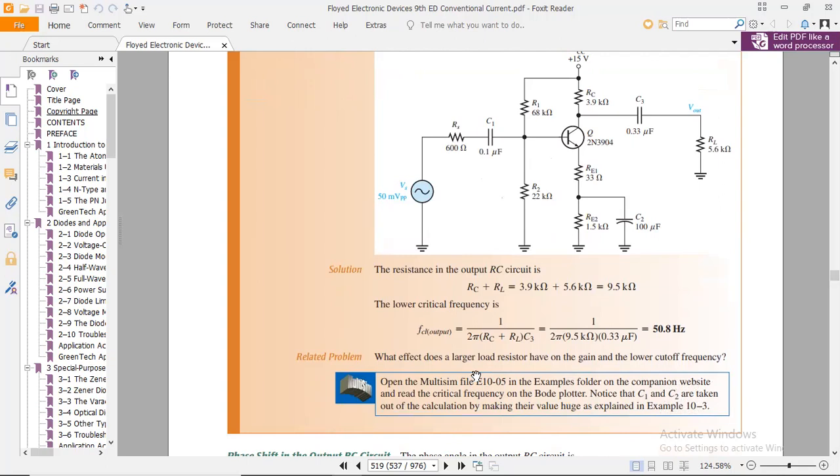What effect does a larger load resistor have on the gain and lower cutoff frequency? If we use a higher resistance value, then what will happen to the gain and to the lower cutoff frequency? Can anyone tell me what impact can be produced on the lower cutoff frequency and on the gain if we increase the value of resistance here?